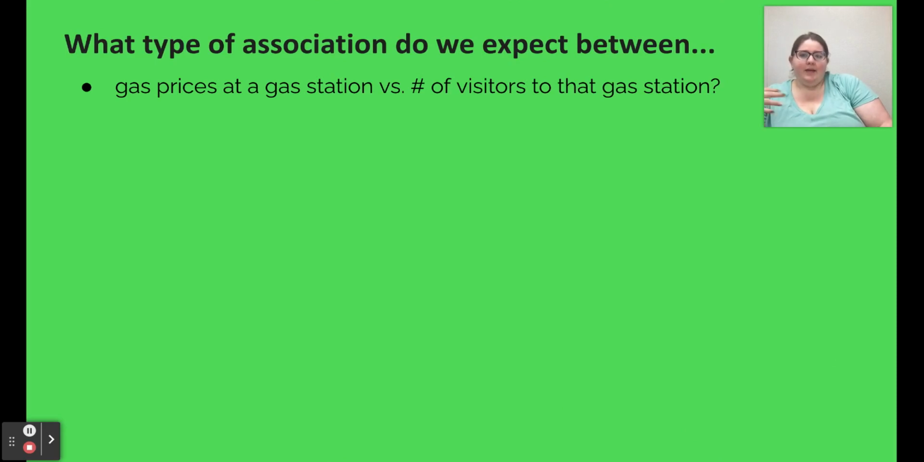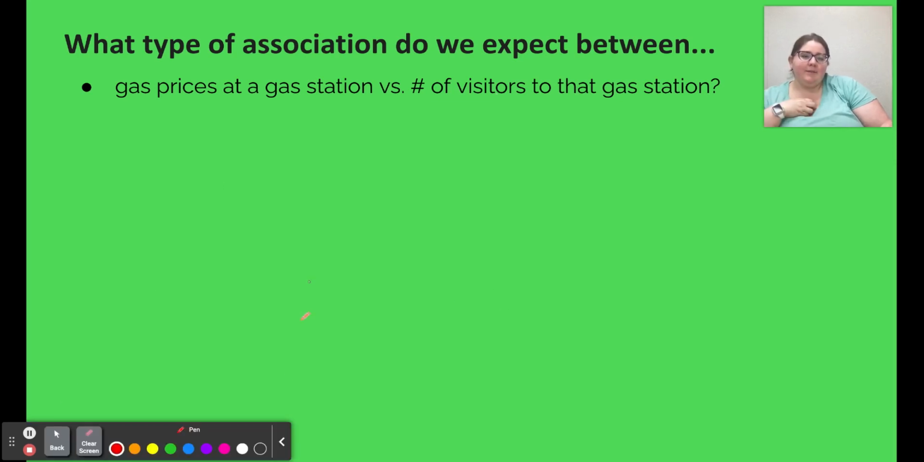So what I want to look at now is thinking backwards. I'm going to give you two variables, and we're going to think about what we expect the association to be. I'm going to give you a minute to think about it and choose what you think would be the relationship between gas prices at a gas station versus the number of visitors to that gas station.